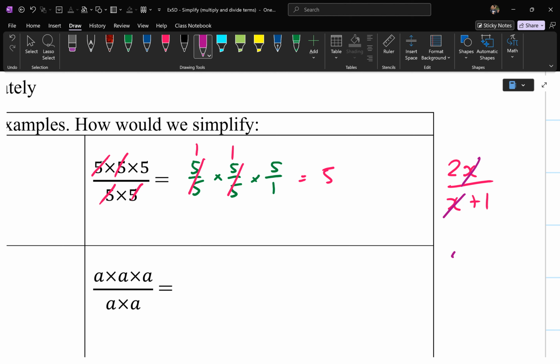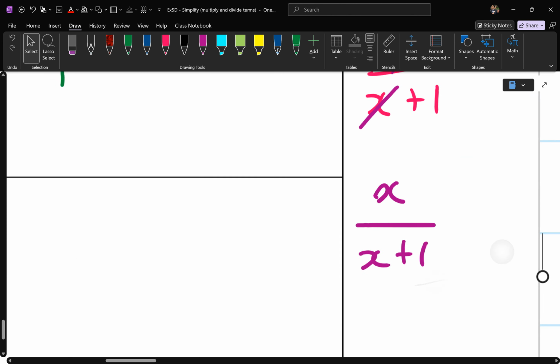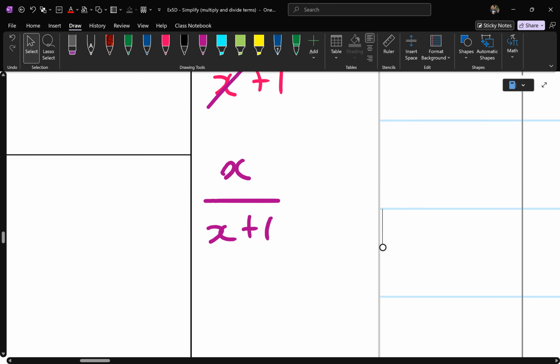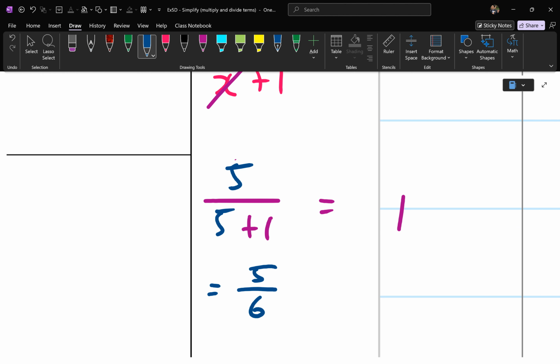Yeah, and I can prove it. Let's think about a proof to this. If I cross that off, the answer is 1, because there's only 1 left over. True? But if you actually test it, let's make up a number for x. If I put a 5 there and a 5 there, 5 divided by 5 plus 1 is actually the same as saying 5 over 6. 5 over 6 is not the same as 1. So you can't just cross and say that works.